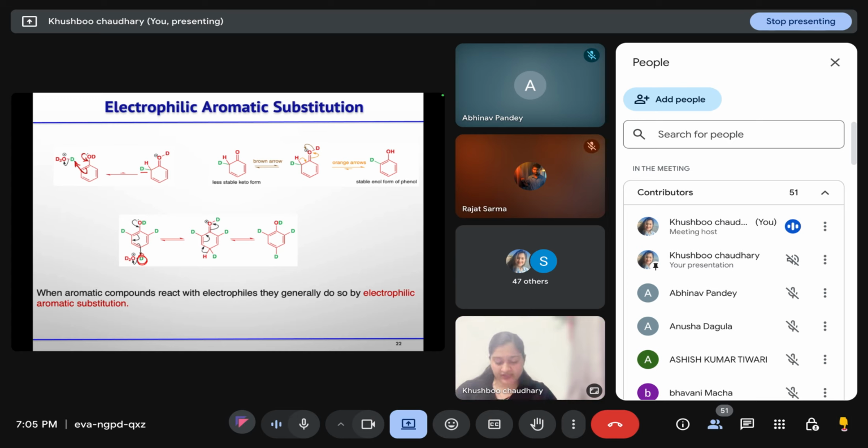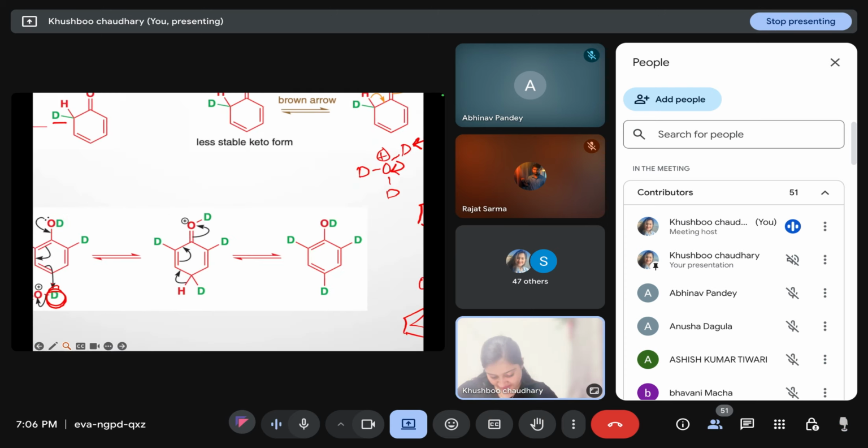Once again, can you repeat? Okay. When we have phenol and we are treating it with D3O positive, first the oxygen will attack this D3O positive. It will take this deuterium. So the first thing that will happen is ODH positive will form. And after the loss of this proton, it can form OD. Up to this it is fine.